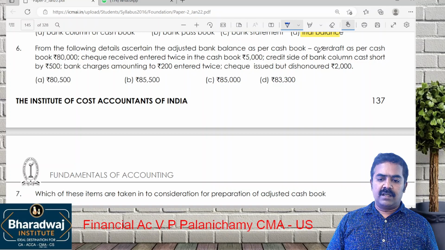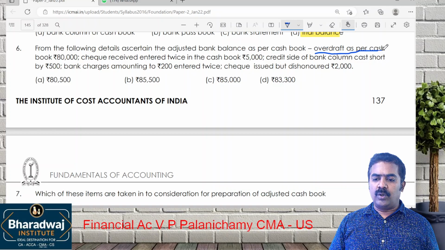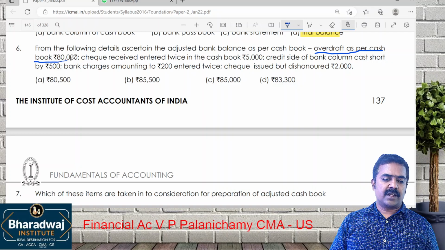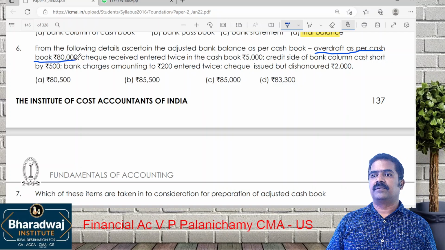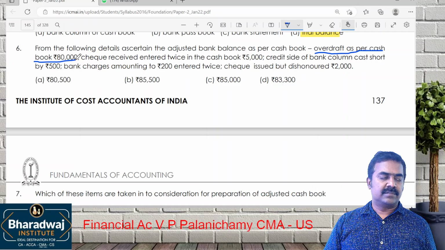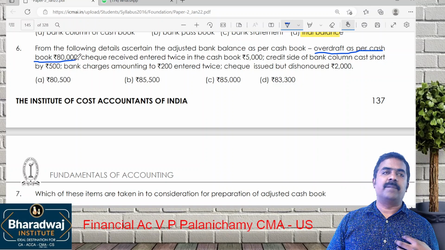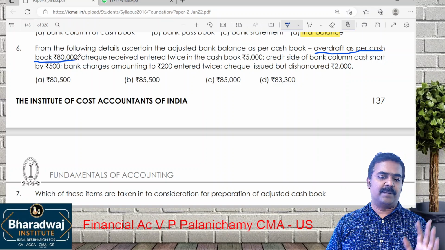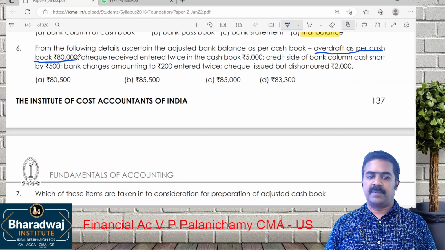Wait. Look at the starting point. OD as per which book? Cash book. OD as per cash book. Who are we now? Cash book, customer. OD balance or normal balance? OD balance. You have to change the sign for the adjustments.